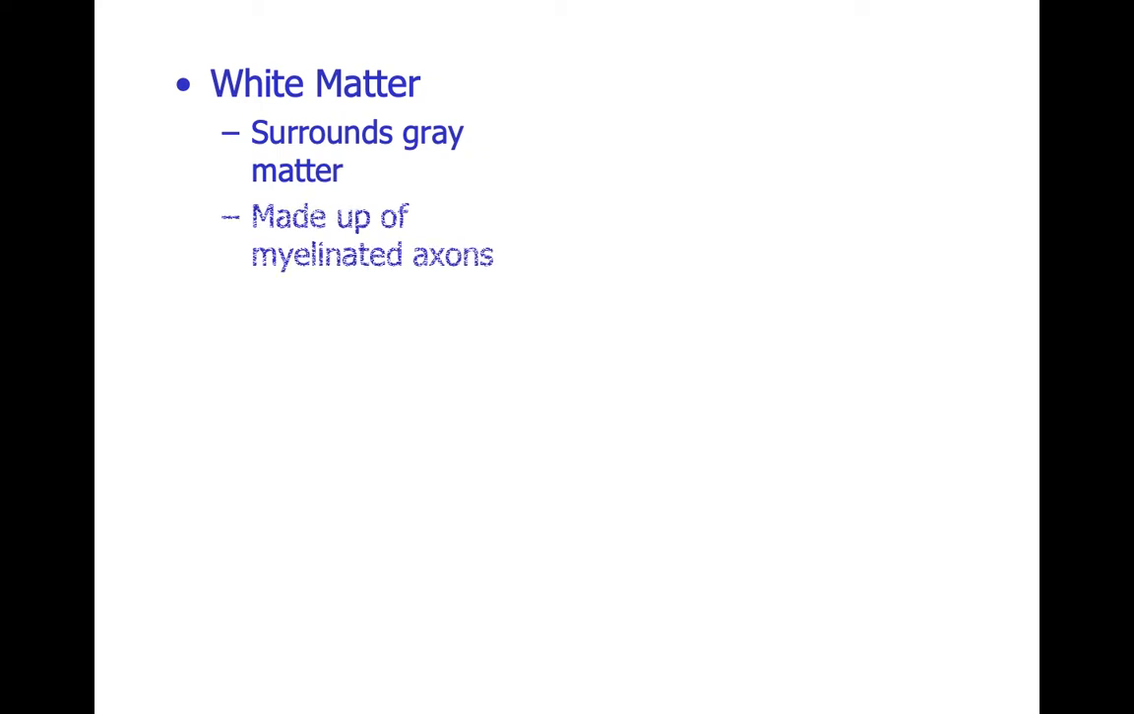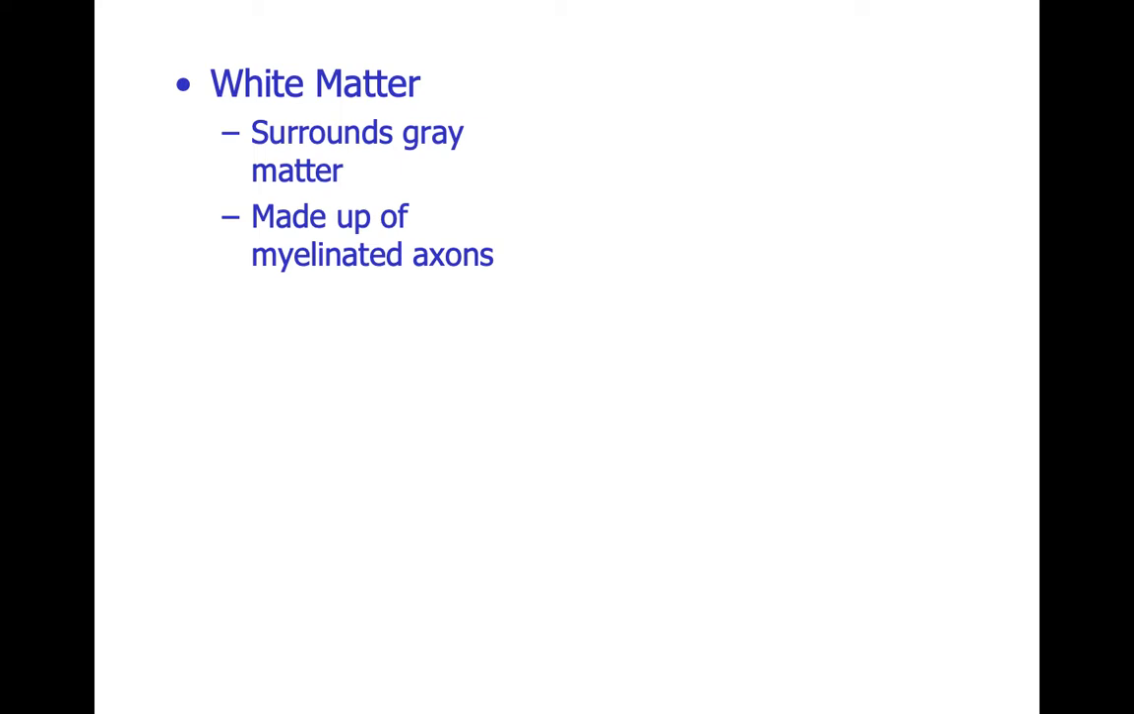We discussed that gray matter was unmyelinated bits, either cell bodies or unmyelinated axons and dendrites. White matter in the spinal cord is going to surround the gray matter. So if you envision the gray matter as that H or that bikini top, the white matter is all the material that's around that. It's going to be made up of our myelinated axons, right?